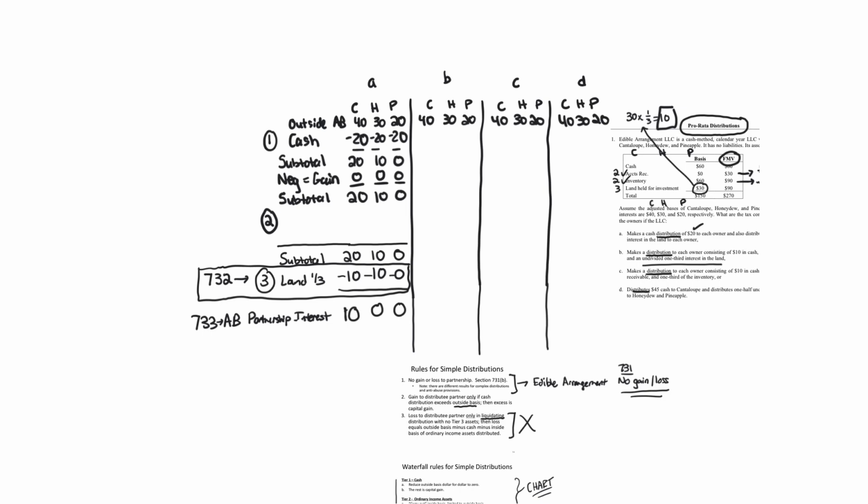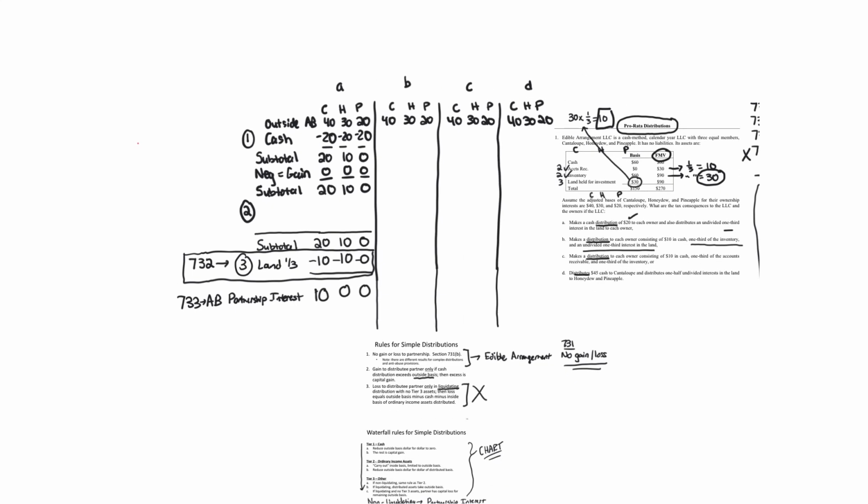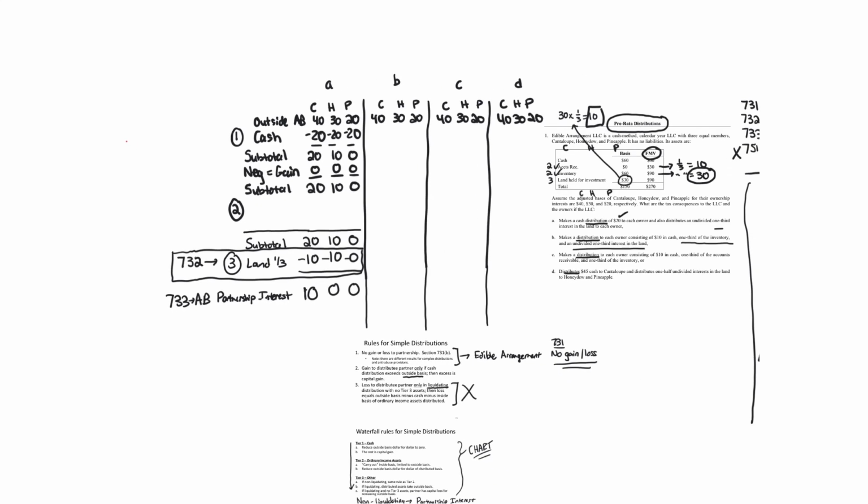All right, so now we're moving on to B. Once you go through the quick one there, it's pretty fast. So now we go to B. In B, we're told the partnership makes a distribution of $10 of cash, 1/3 of the inventory, and 1/3 of the land. Okay, so cash, 10, 10, and 10. So we got 30, 20, 10. Because there's no negative, there's no gain. We bring down that amount. So no gain or loss to the partnership.